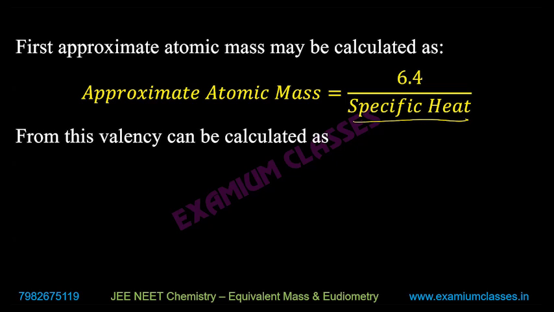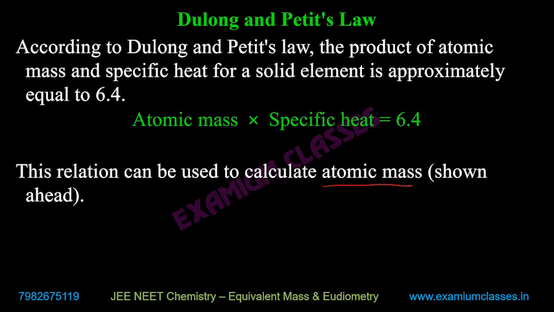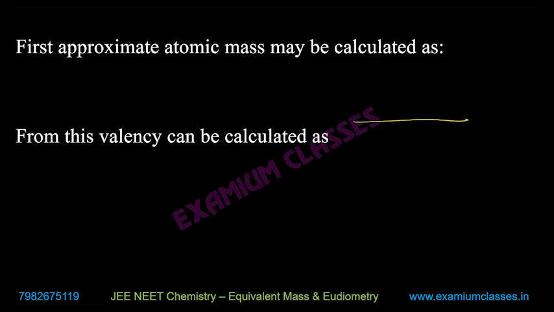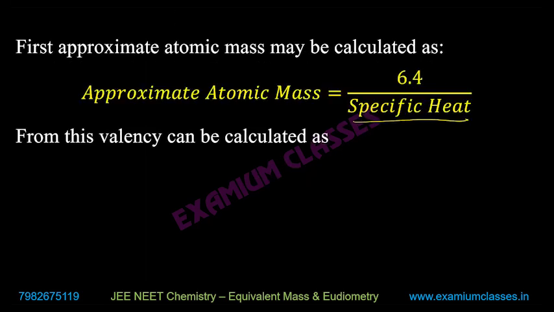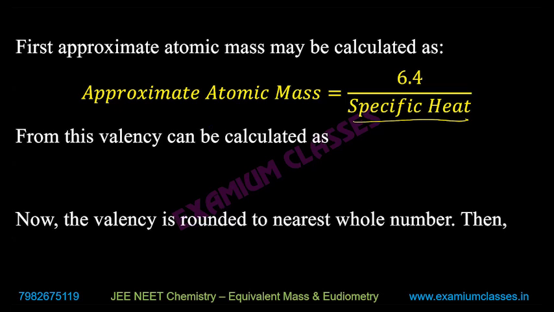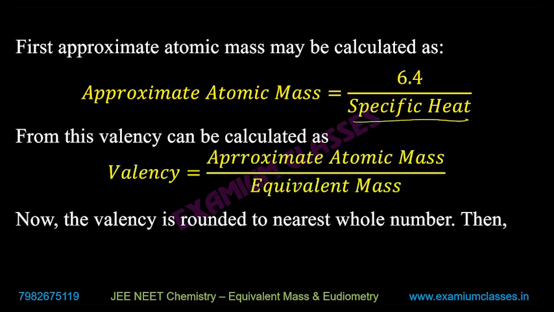But you can say that if this relationship is given and specific heat is given, why am I not getting the atomic mass directly? The reason is that this specific heat itself may not give you the exact atomic mass. Atomic mass will be 56, 58, 64, like this. So you calculate valency as approximate atomic mass divided by equivalent mass. Once I explain everything, it will be clear what I am talking about.